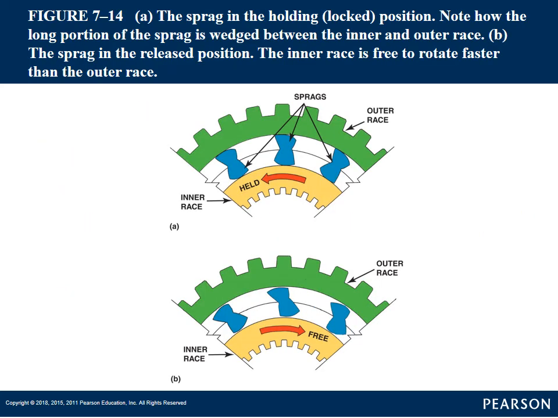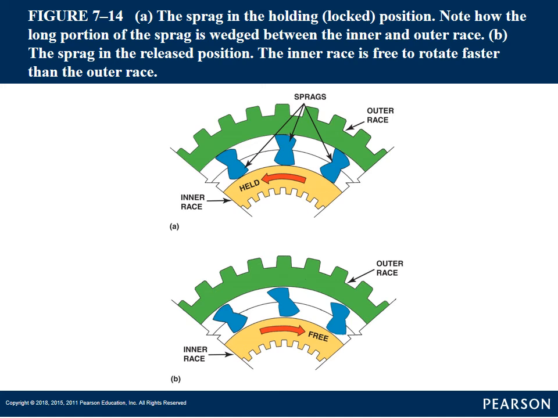If you look one way, as the inner race turns, in this case counterclockwise, it turns these sprags. As you can tell, they're not a perfect hourglass, but what it does is it turns these sprags and then it locks. And when it locks or wedges, then the two pieces turn together, the outer and inner race.